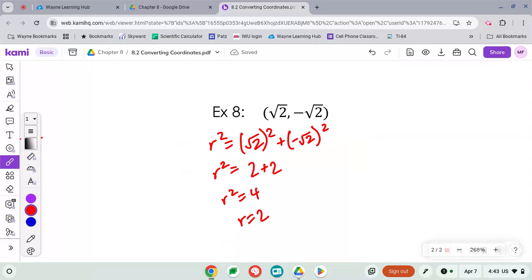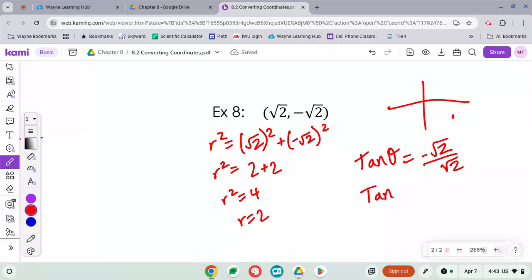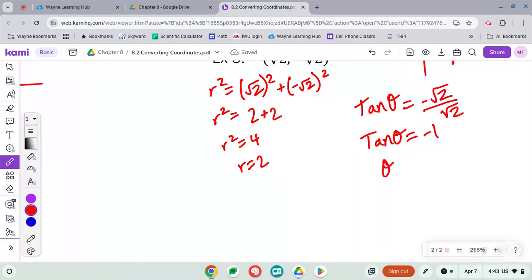Okay, at this point we care about the quadrant, right? Right and down is somewhere in quadrant 4. Tangent of theta, negative root 2 over root 2. That's going to reduce to where is the tangent of theta equal to negative 1. That occurs at 7 pi over 4. And the only step left then is write your ordered pair.